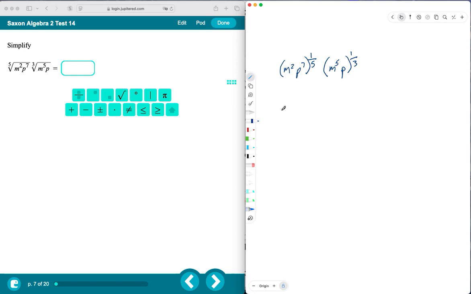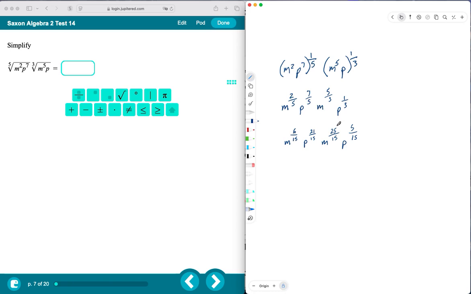So now we just multiply. So m^(2/5), p^(7/5), m^(5/3), p^(1/3). We need to have the same denominator, which is going to be 15, because 3 times 5 is 15. So I multiply this by 3/3, m^(6/15), p^(21/15), m, this is going to be multiplied by 5/5, so m^(25/15), and p^(5/15).